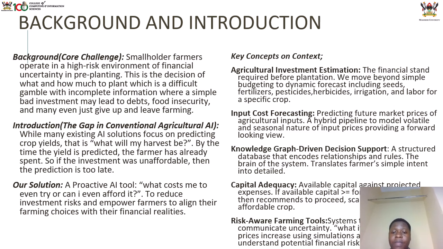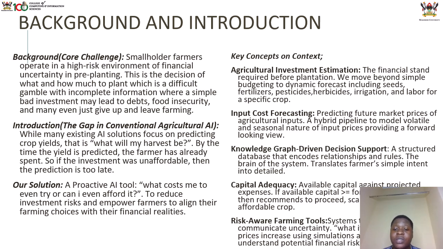So the key concepts of our model are agricultural investment estimation, input cost forecasting. This mainly deals with predicting future market prices of agricultural inputs. Then knowledge graph driven decision support, a structured database that encodes relationships and rules. So this is the brain of the system. This is what will help establish the relationship between different features, which are called nodes, and then the edges, which are the relationships between the features.